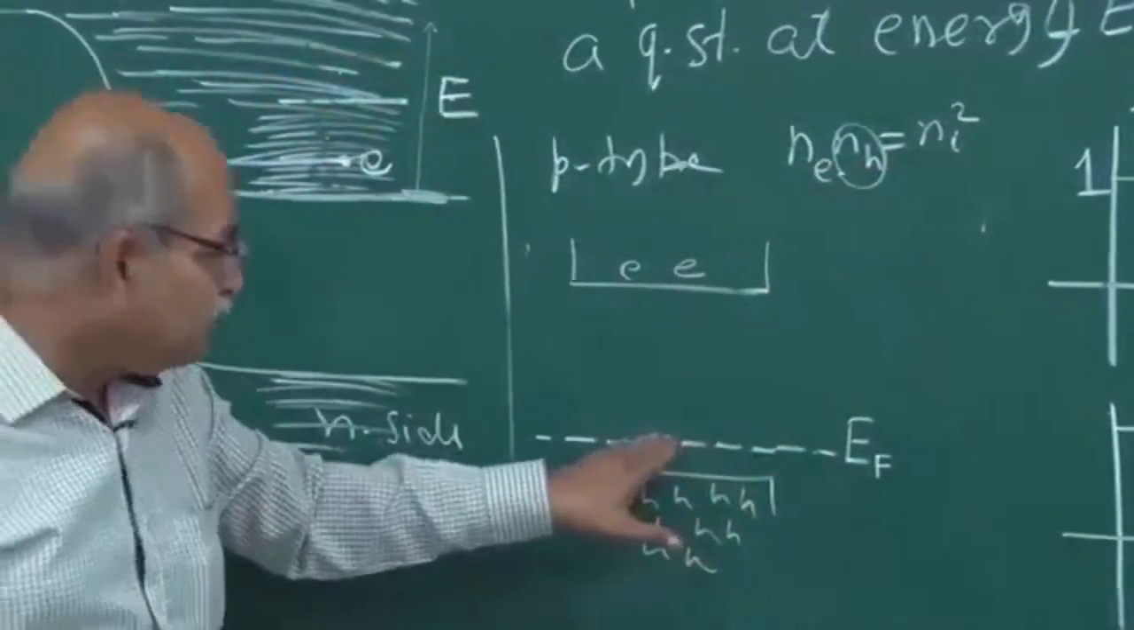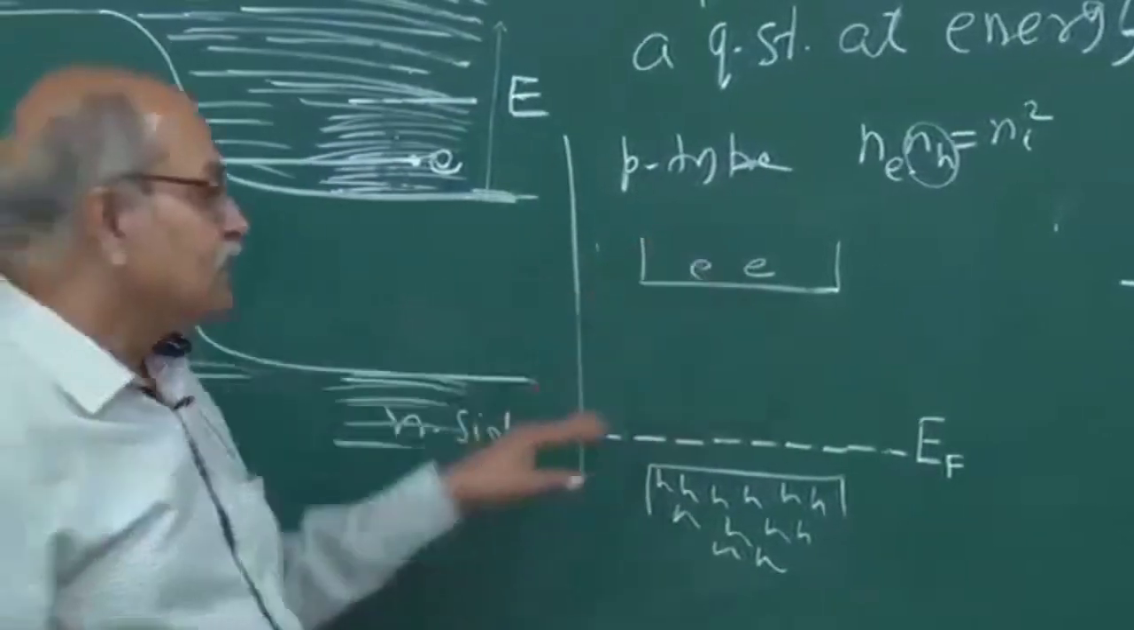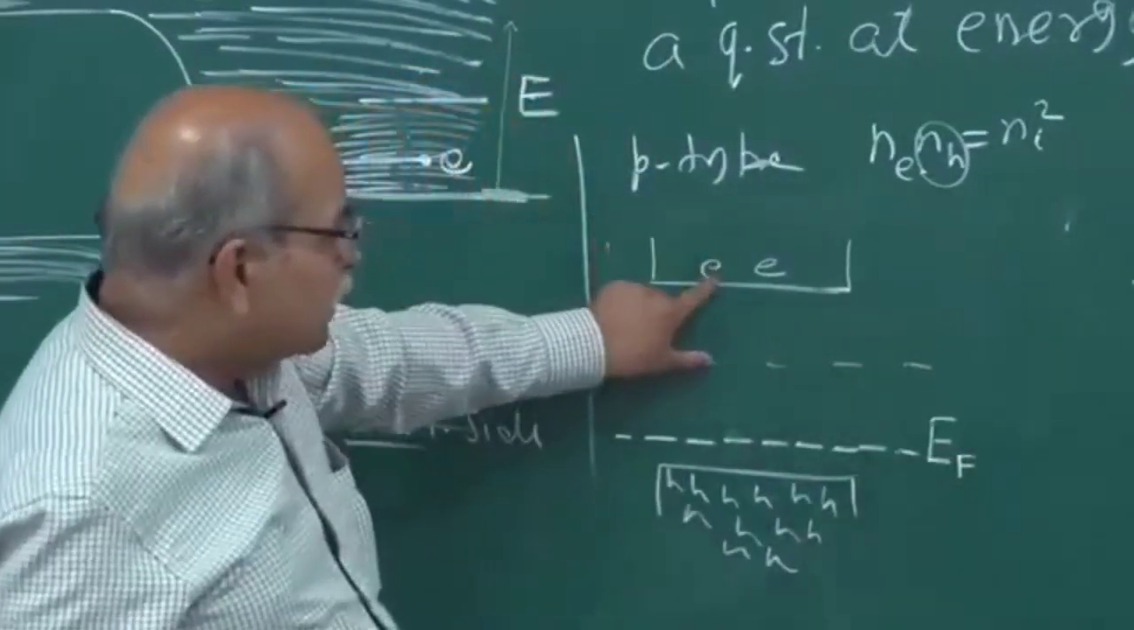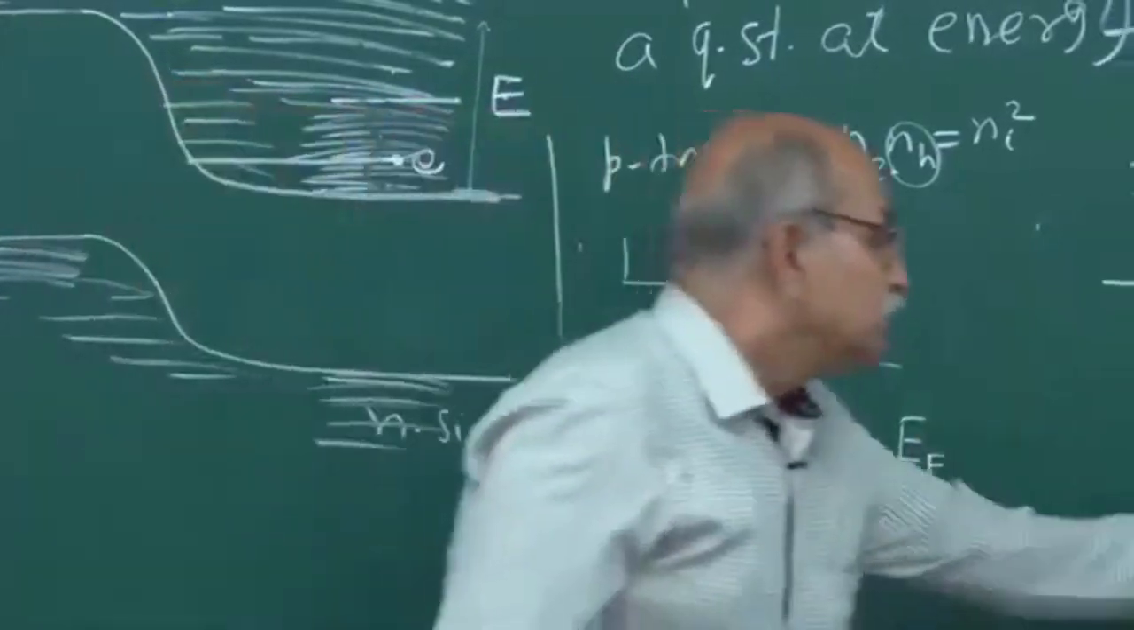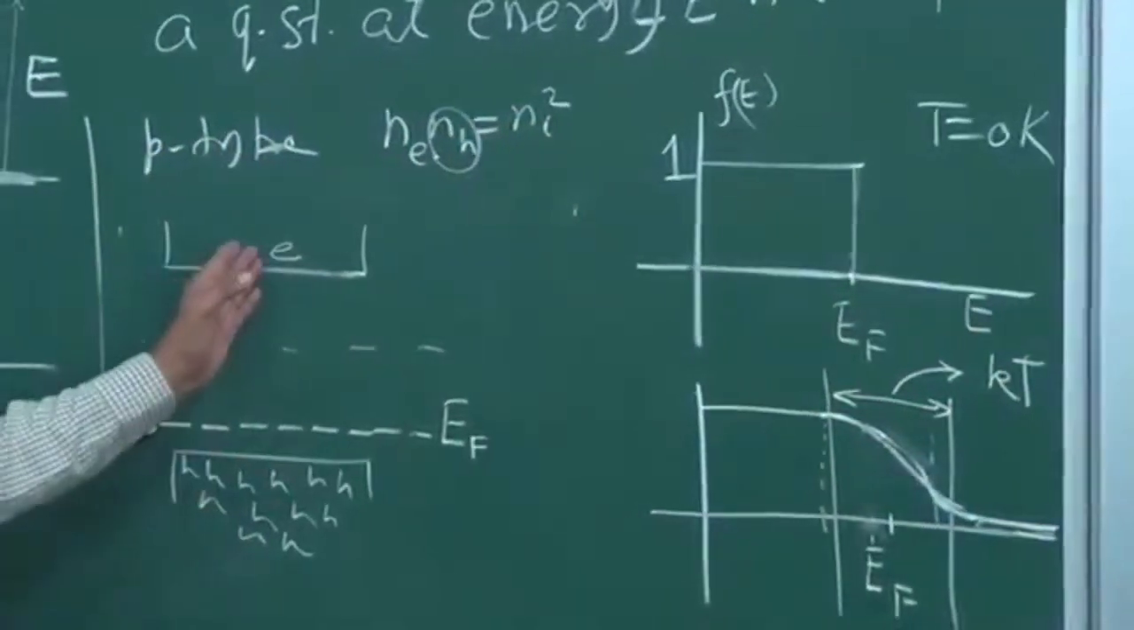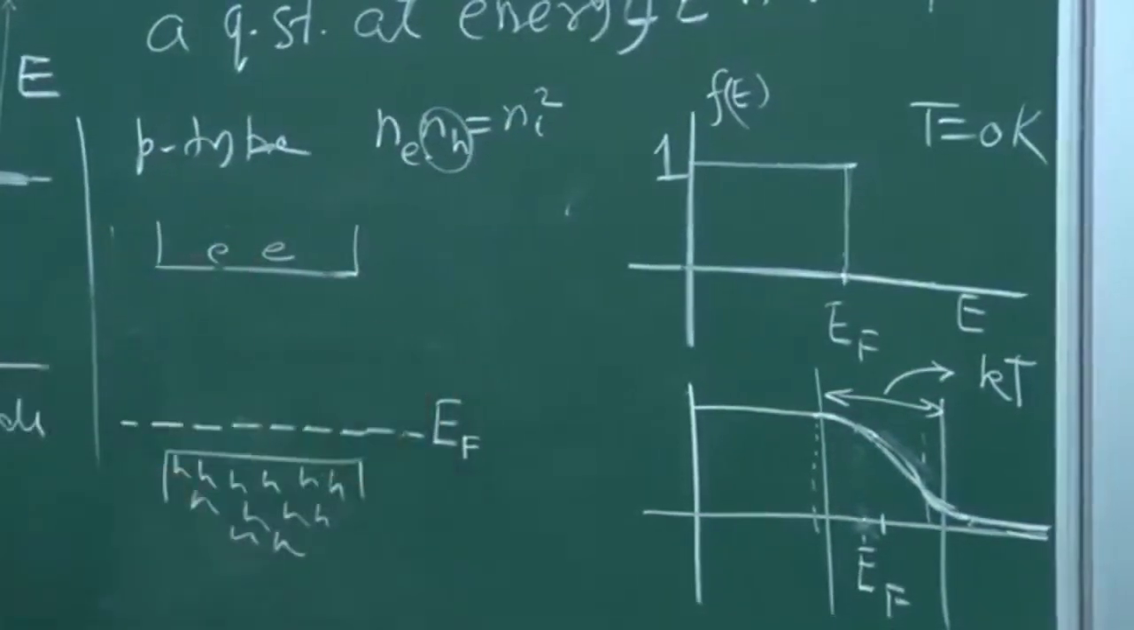In this picture, since we have gone even farther away from the Fermi energy, initially the Fermi energy was in the middle, so we were this much away. Now you are this much away, so the probability has again decreased, and you have a much smaller number of electrons here. So here the Fermi energy is like this.